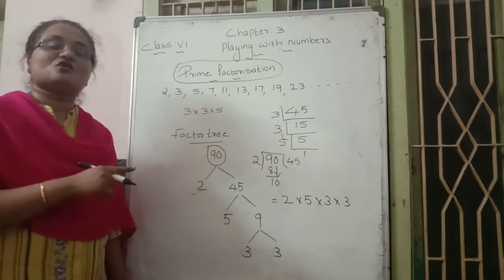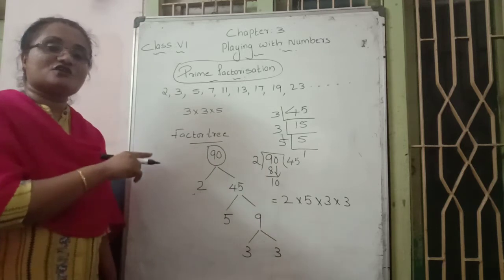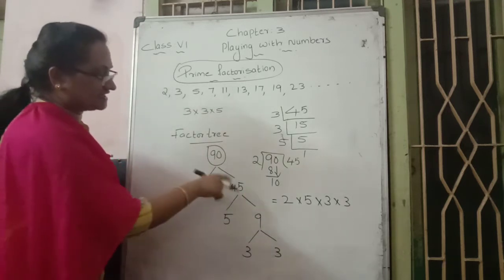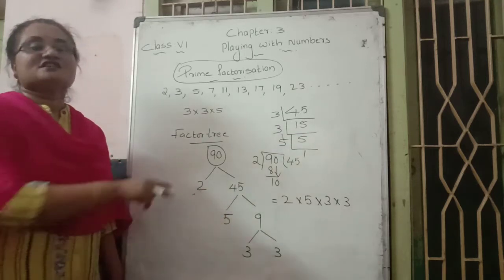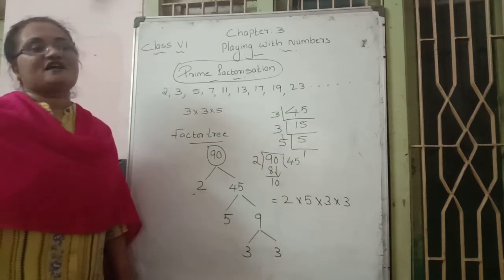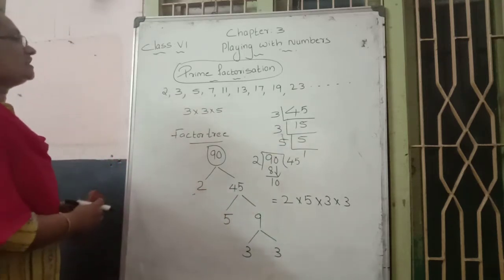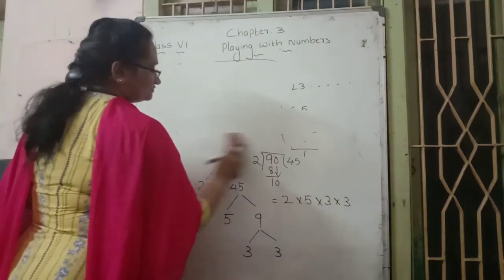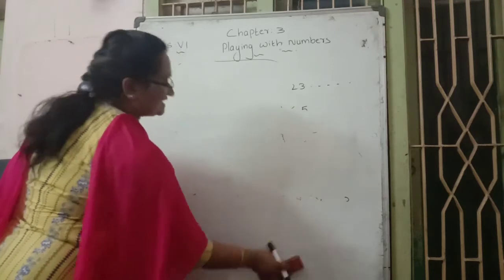This method we know as a factor tree. Why do we call it a factor tree? The branches we have drawn look like a tree's branches. That's why this method is known as the factor tree method. I hope you can understand this question. Then next we go through the next exercise.